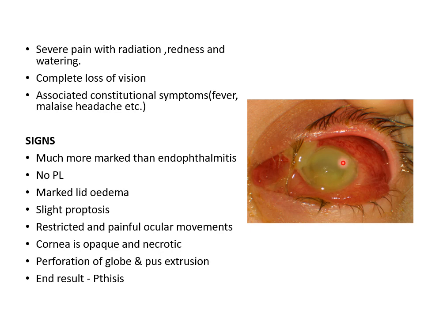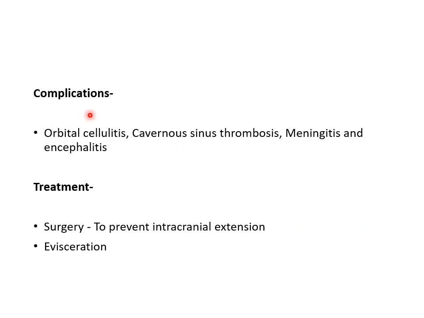The cornea is necrotic and opaque, and the globe may have perforated, and pus may have been extruded. The end result is phthisis. Treatment is evisceration to prevent intracranial extension. There is nothing else that you can do for a panophthalmitis because otherwise it's going to cause complications. It's going to spread intracranially and lead to orbital cellulitis, cavernous sinus thrombosis, meningitis, and encephalitis, all of that. So the treatment is evisceration.